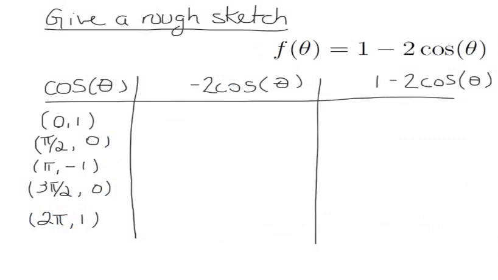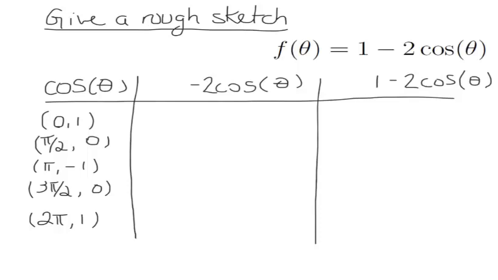Let's take a look at one more sketch of a cosine function. In this example, we're going to look at f of theta is equal to 1 minus 2 cosine of theta. So we're going to begin by considering the points on our normal cosine function, and those are given here. First, we're going to move from cosine of theta to negative 2 cosine of theta. So what is it that this negative 2 does to our original points? Well, this negative 2 represents a stretch in the y direction by a factor of 2, and then a reflection.